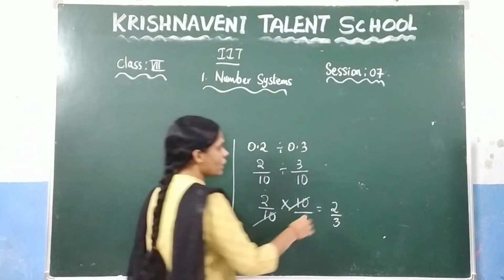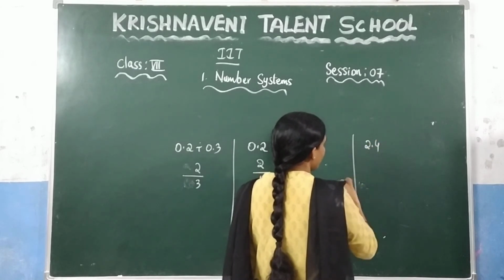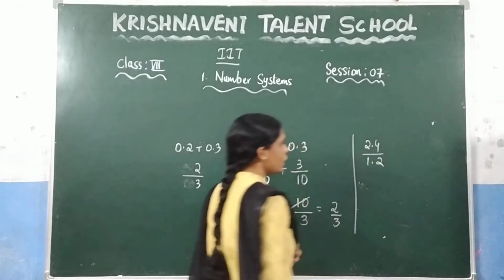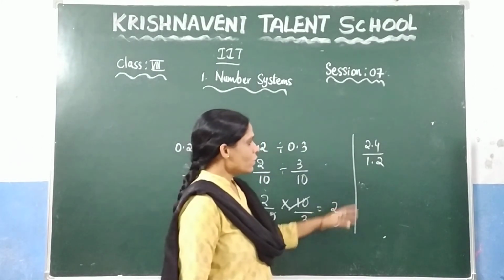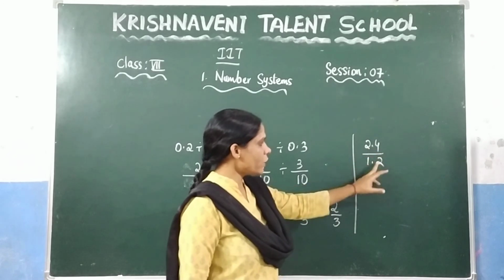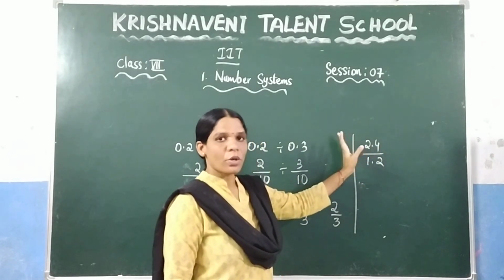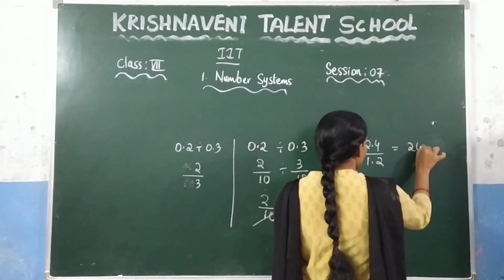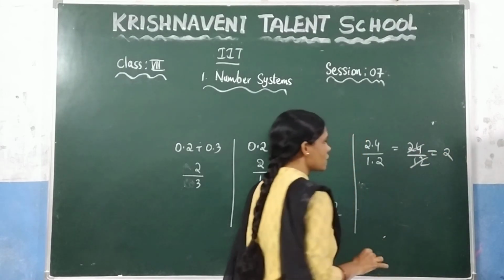Suppose you are given some number 2.4 divided by 1.2. If you want to divide these two decimal numbers, first check how many numbers are there after the decimal point. Here one number is there, here also one number is there. So you can remove the decimal point and write this as 24 by 12, which is nothing but the answer 2.